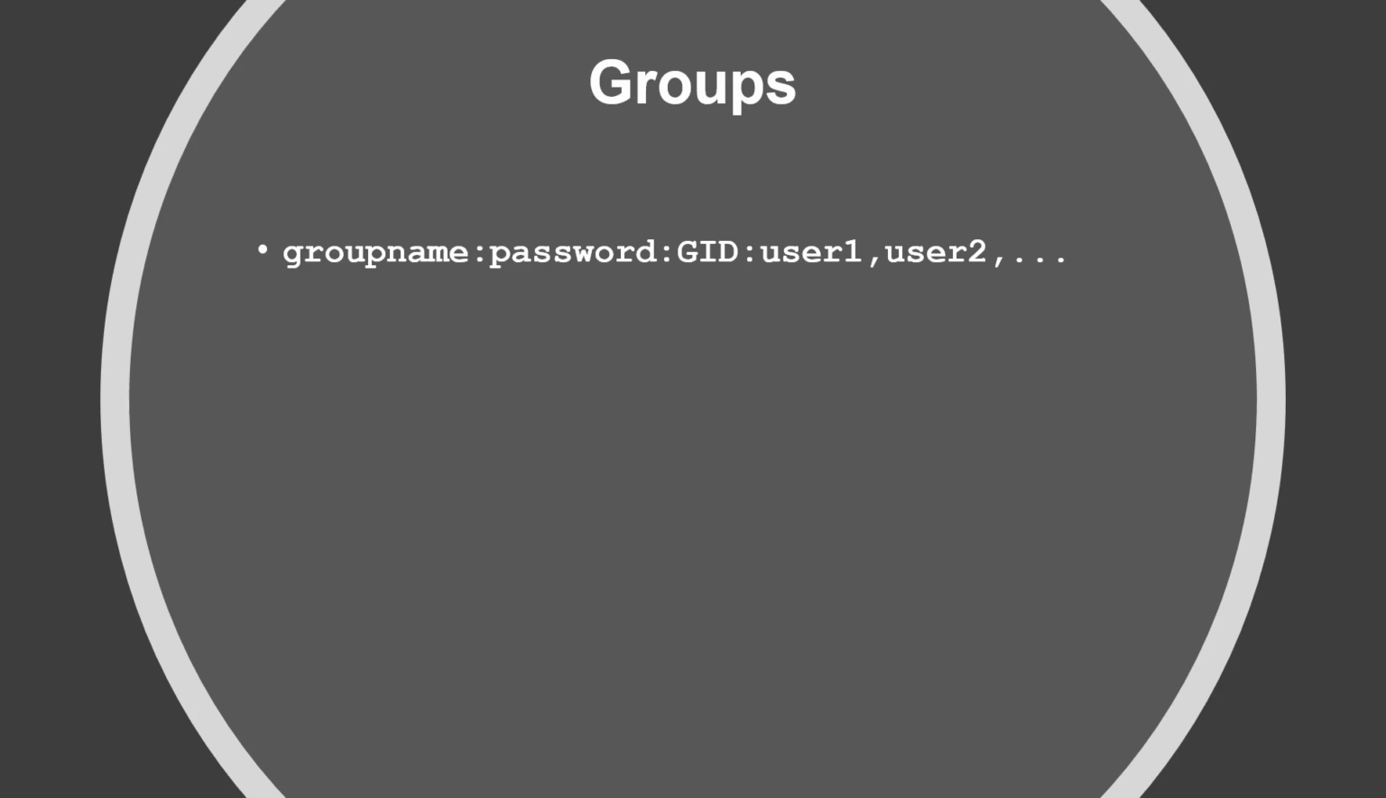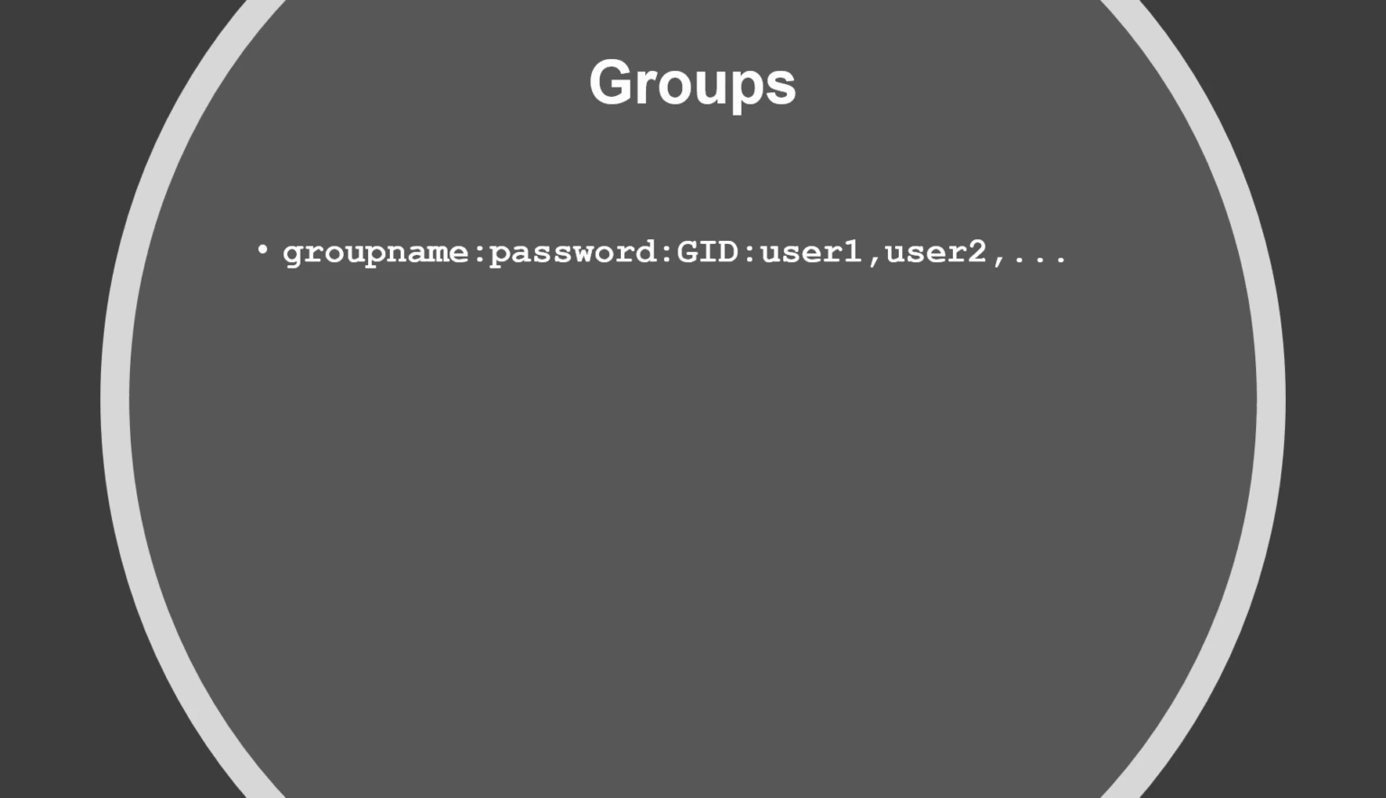Group name is the name of the group. Password is the password placeholder. Group passwords may be set, but only if /etc/gshadow exists. GID is the group identifier. Values between 0 and 99 are for system groups.